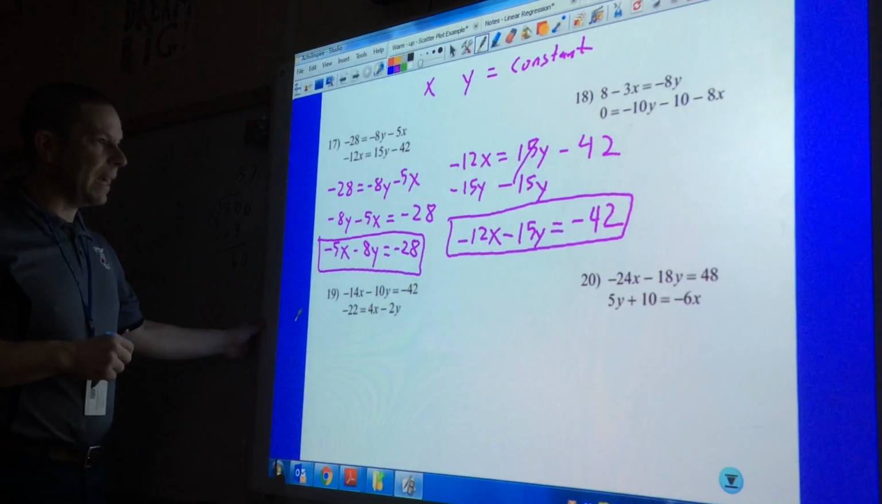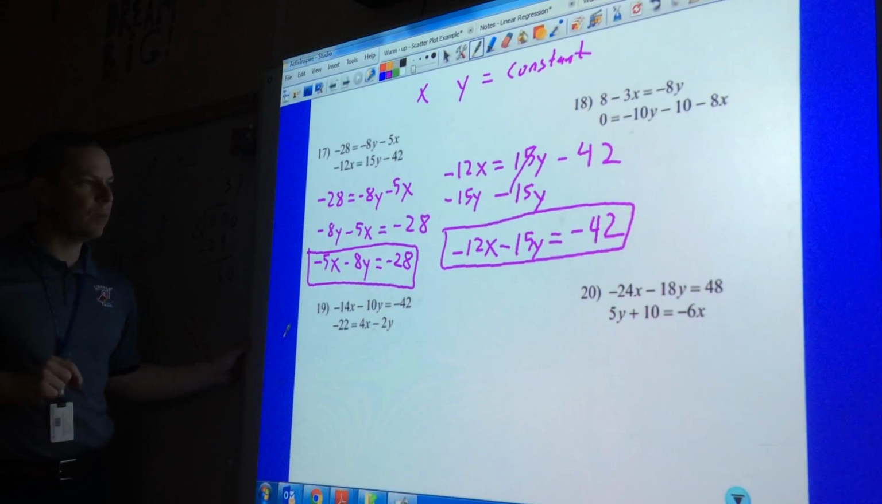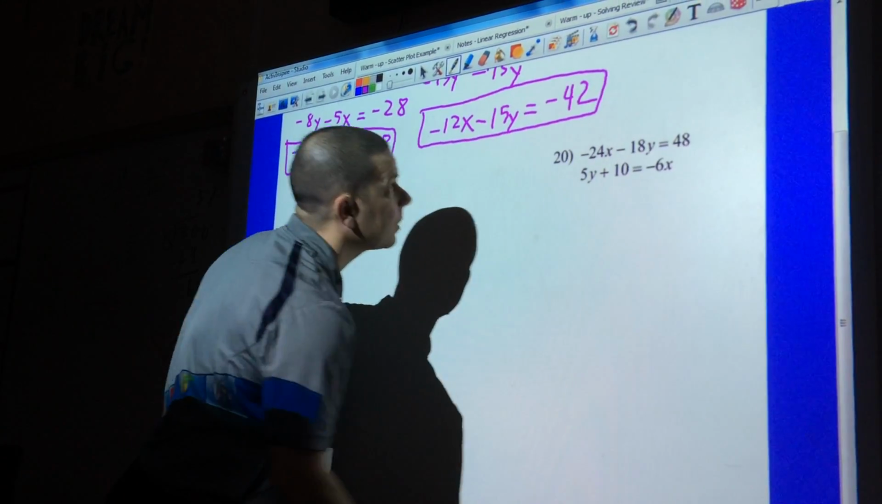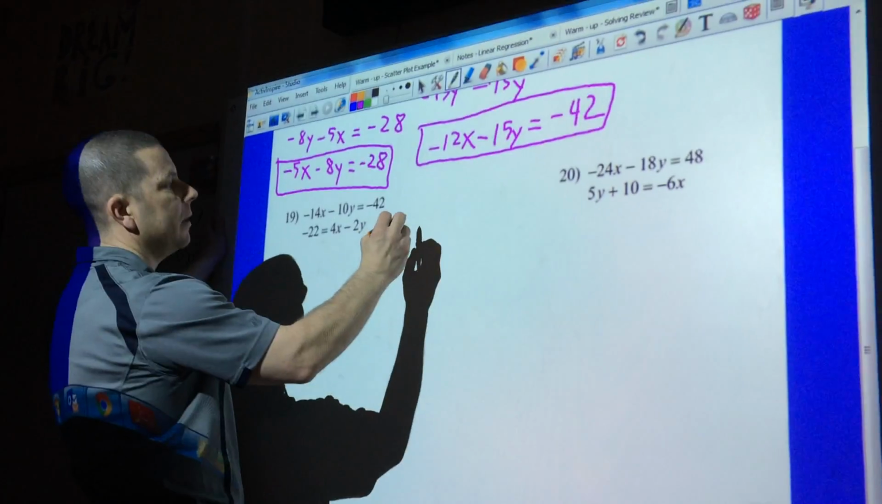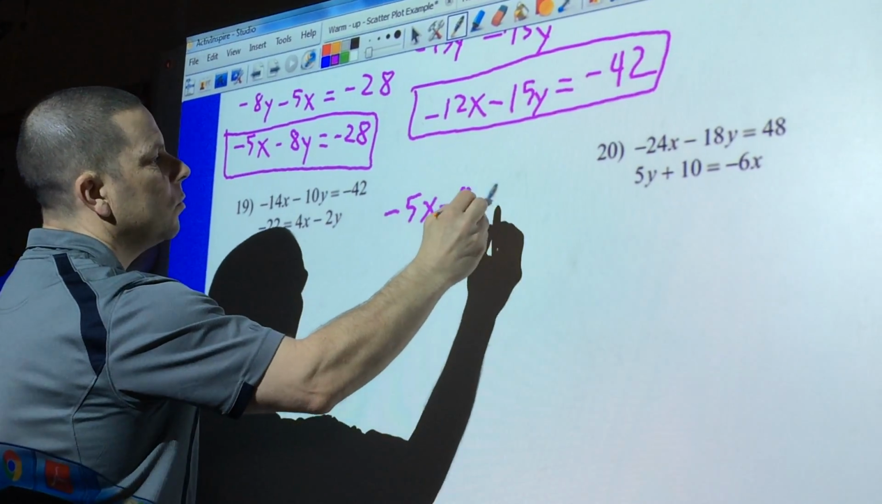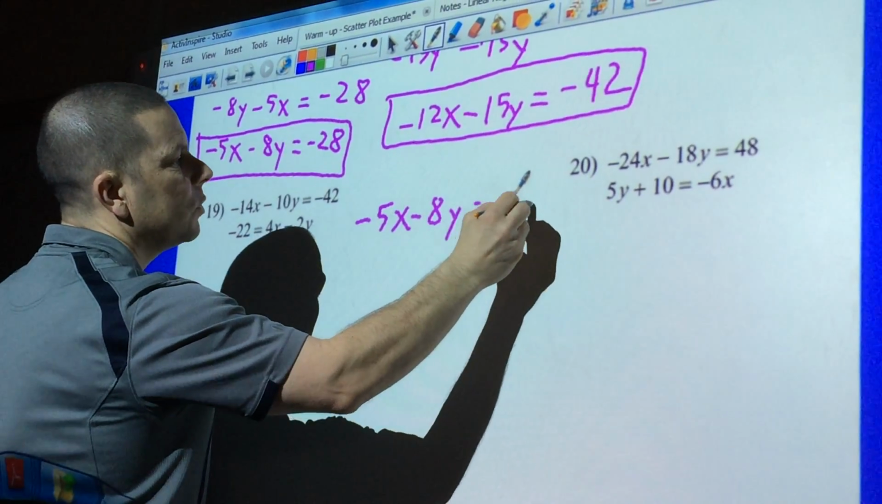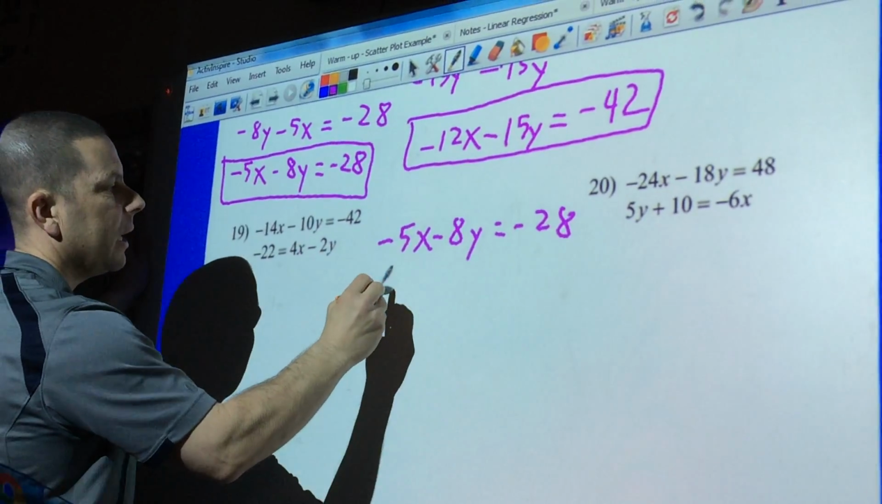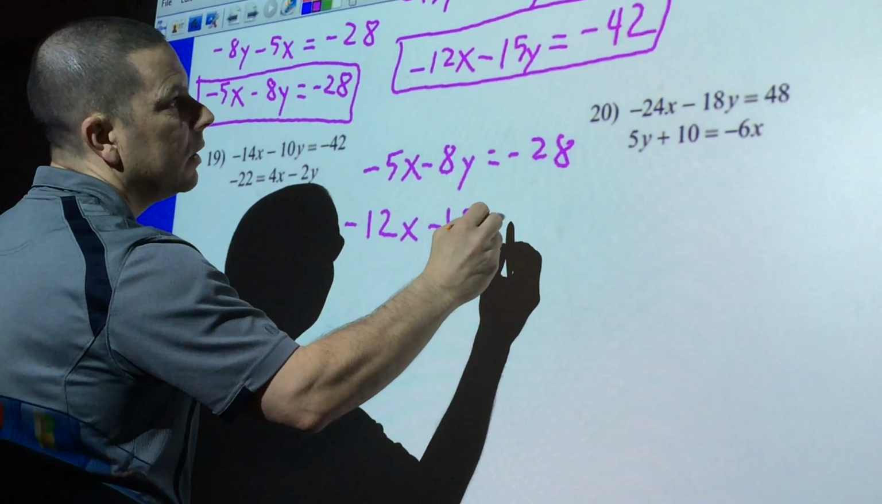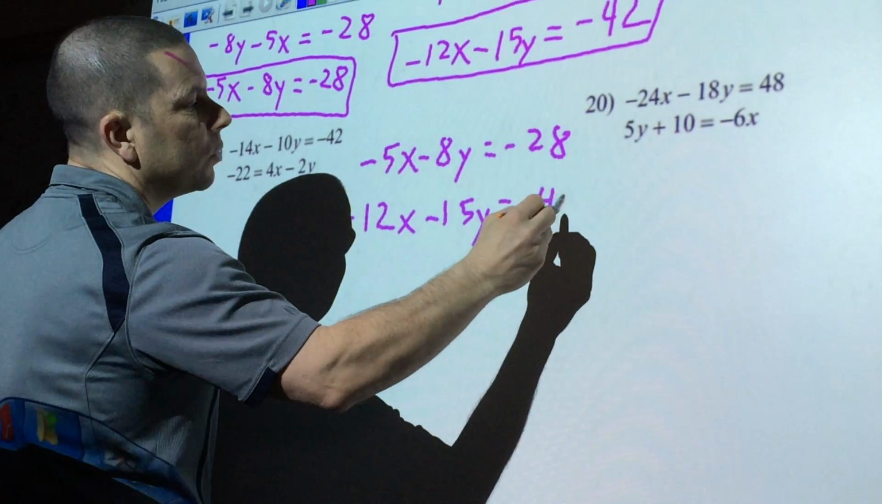All right, so I'm going to write them vertically above one another, and then we'll go through the steps like we just did. So I have negative 5x minus 8y equals negative 28. Negative 12x minus 15y equals negative 42.